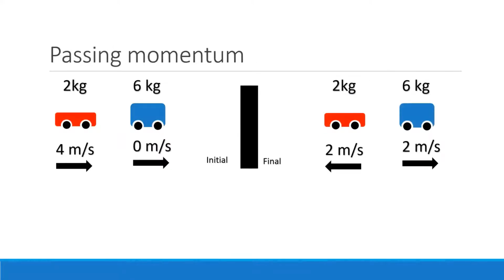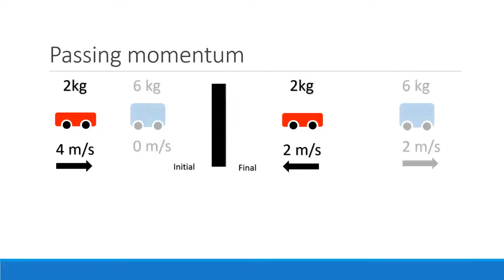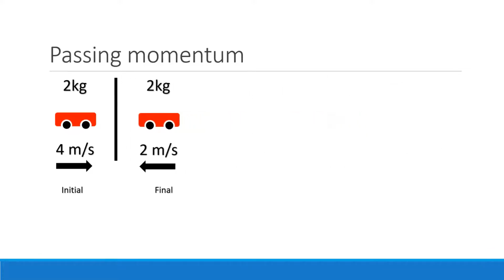So we're going to take this question. We now know that the first car is moving 4 meters per second, and then it's going backwards at 2 meters per second. We're going to completely ignore the other car and just look at this one. Initially, it was going forwards at 4 meters per second, and then it's going backwards at 2 meters per second.